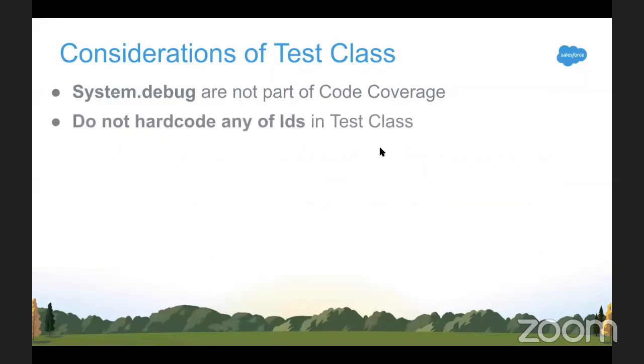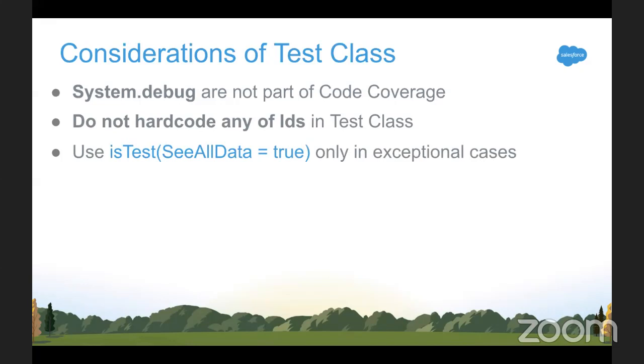And do not hard code any IDs in the test class. You can consider this a thumb rule to remember whenever you're developing a test class, because each and every organization has its own set of IDs. So you never ever hard code any IDs in a test class. Whenever you hard code an ID and deploy to production, it will fail, and you need to change the test class again, which is another hectic process.